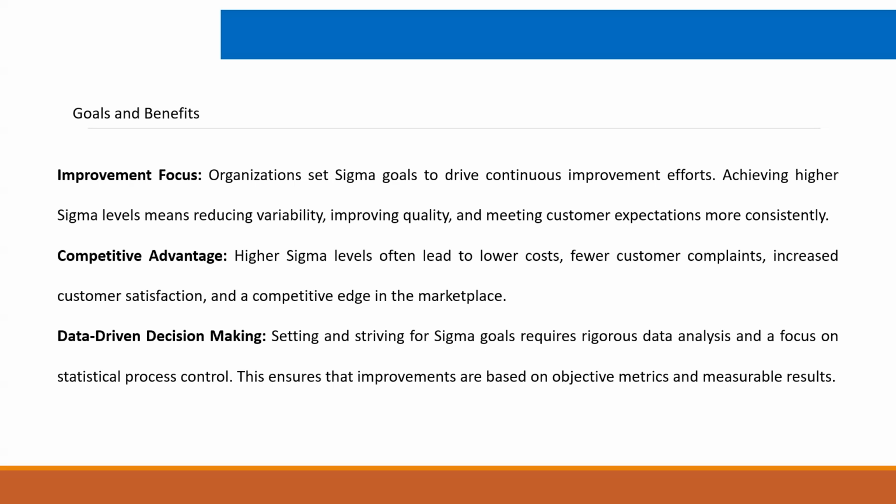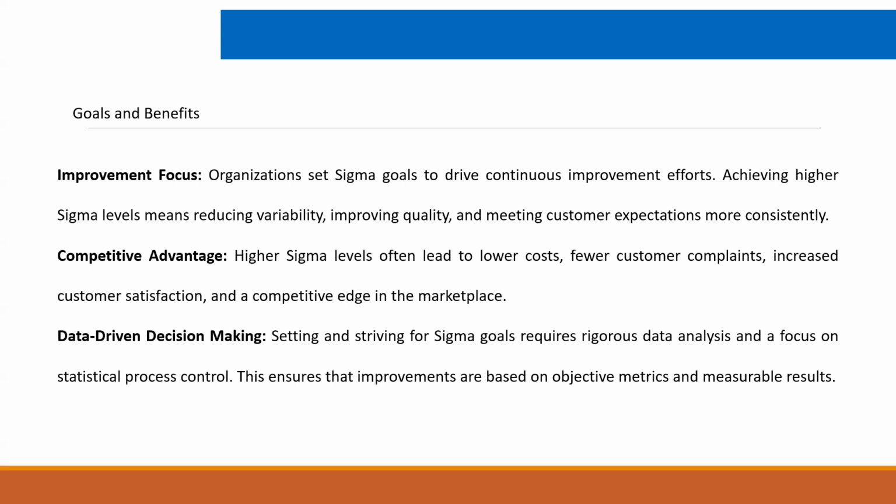Now, competitive advantage. Higher sigma levels often lead to lower cost, fewer customer complaints, increased customer satisfaction, and a competitive edge in the marketplace. How will you reach a competitive advantage? Very simple. Either your product quality is very good, your service quality is very good, your customer is very satisfied, or the cost is so low that people like your product. Complaints are very few, and in that case, you are able to reach the market more. That is the competitive advantage.